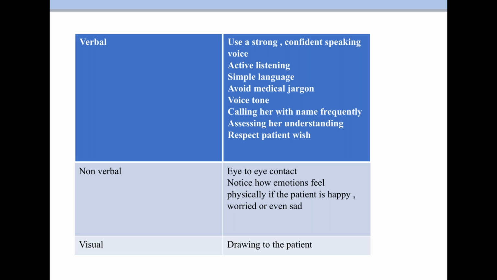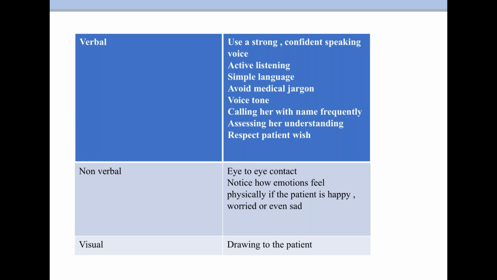One of the verbal communication skills is to watch your voice tone. What is the meaning of voice tone? So if the patient is very happy about something, you give her great news and she's very happy, so your tone of voice should change to suit the situation. Like, oh, congratulations, you got what you needed, like that, okay?